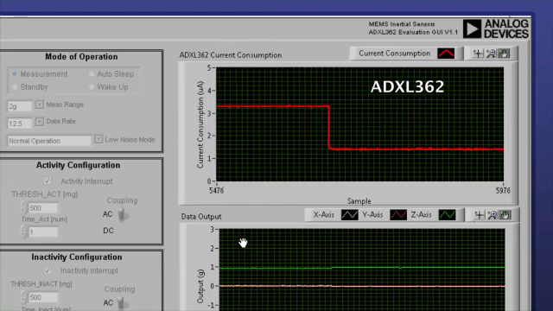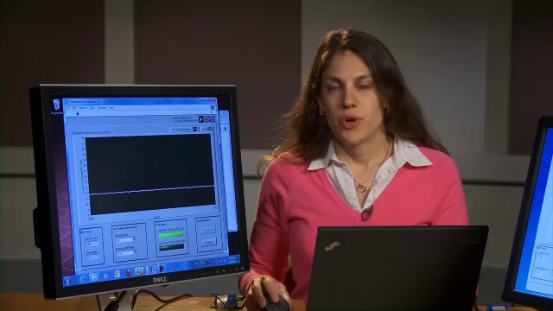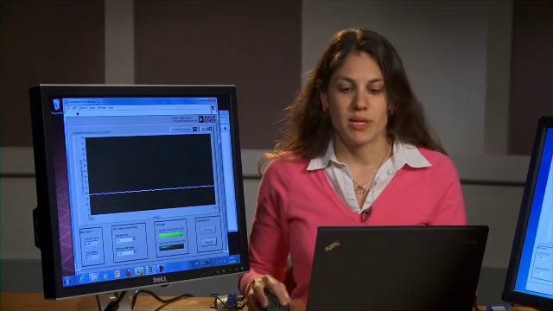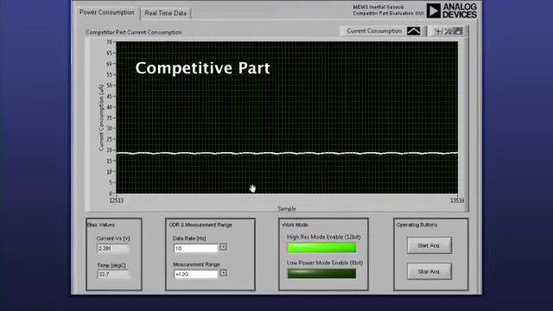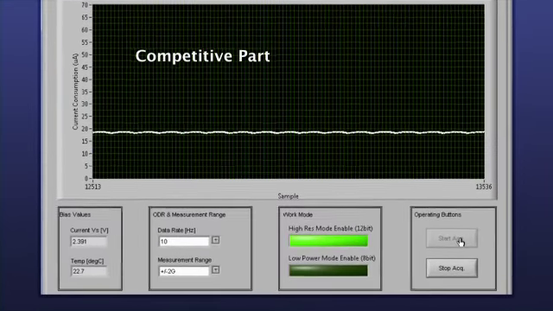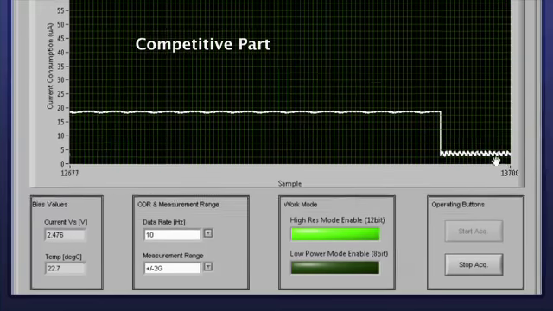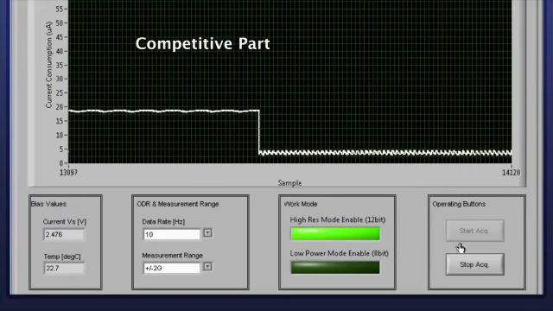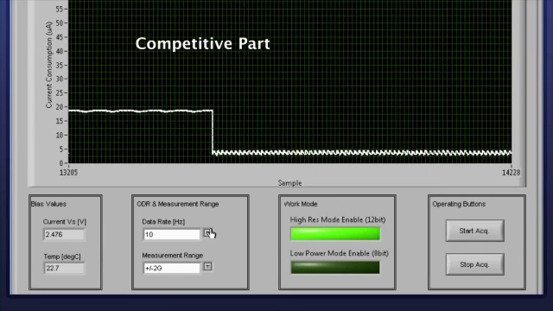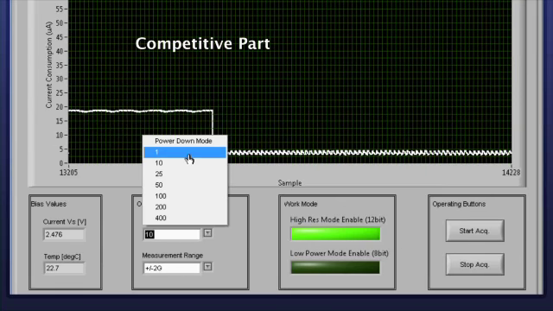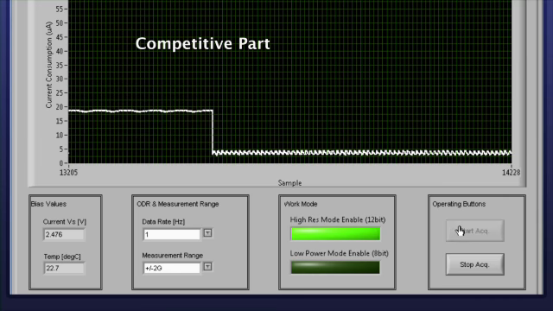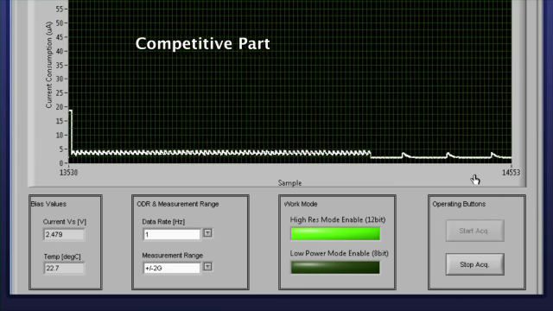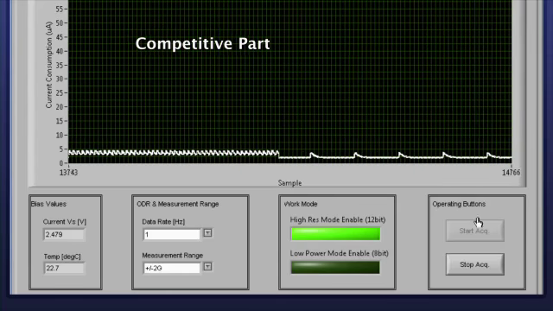right around 1.4. On the competitor product, to achieve similar current levels of around a couple of microamps, I need to knock the data rate down to 10 or even sub 10 Hertz. So at 10 Hertz, I'm looking at an average current level of about maybe 3 microamps. If I knock it down to 1 Hertz, the current level is lower, but now I'm only getting one sample every second, so it's going to be pretty easy to miss certain motions.